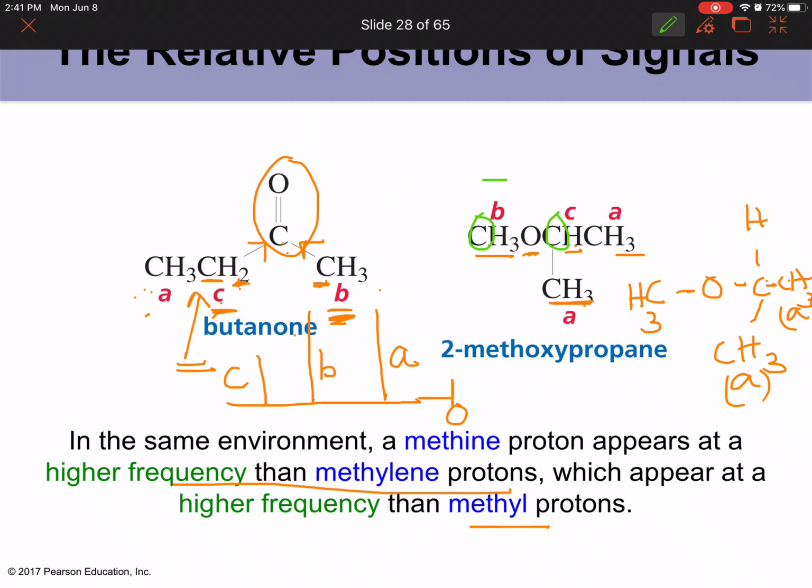Okay, so if you draw the chemical shift signals, the C would be like this with 1 signal, and then you have B with 3 hydrogens, and then A would be 6 hydrogens. A, B, C. A carrying 6 hydrogens, and then B carrying 3 hydrogens, and C carrying 1 hydrogen signal. But they can also split. I haven't talked about splitting yet. Okay.